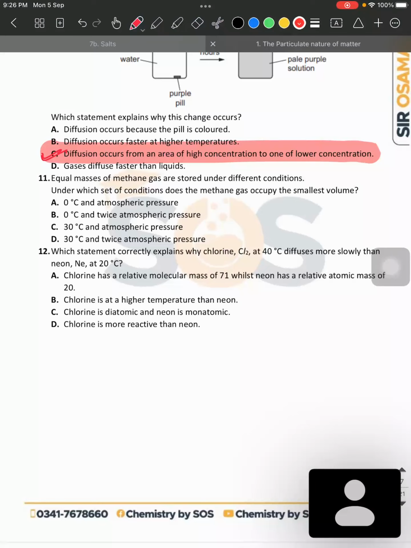C. Let me check. Which statement is correct for equal masses of methane gas stored under different conditions? Under which set of conditions does the methane occupy the smallest volume? We know that for the smallest volume, we should have lower temperature and higher pressure, right? This condition will minimize the volume of any gas. So zero temperature and twice the atmospheric pressure, that means the right answer will be B. Okay?